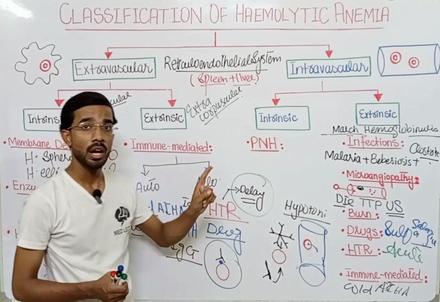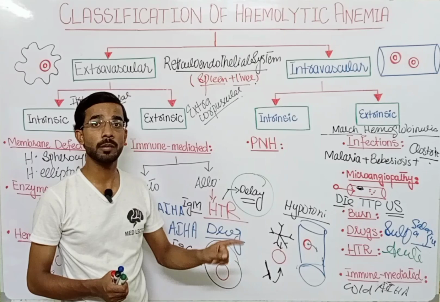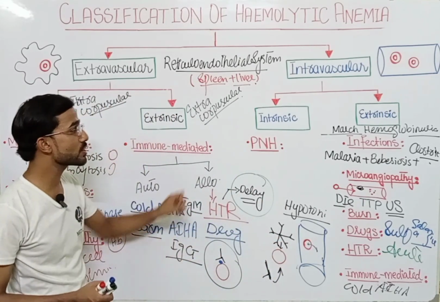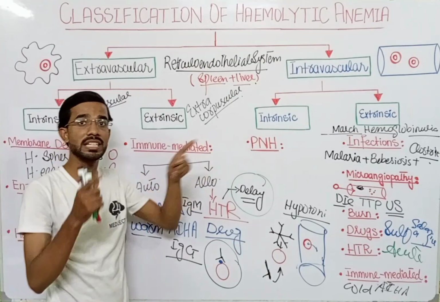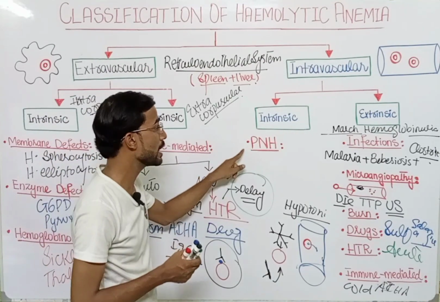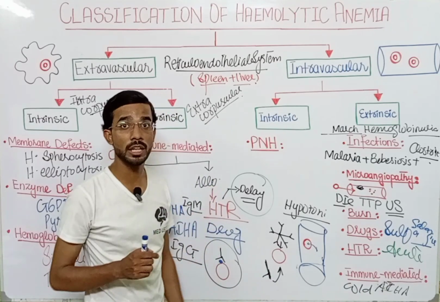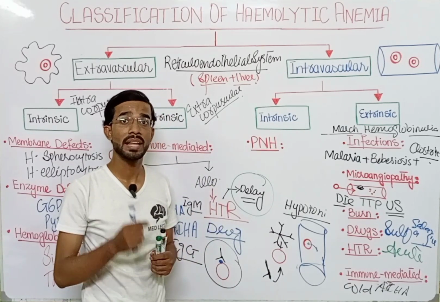Cold immune hemolytic anemia can also be seen in intravascular hemolysis. And last is the intrinsic defect, paroxysmal nocturnal hemoglobinuria. In that situation, you will see a defect in the anchors.